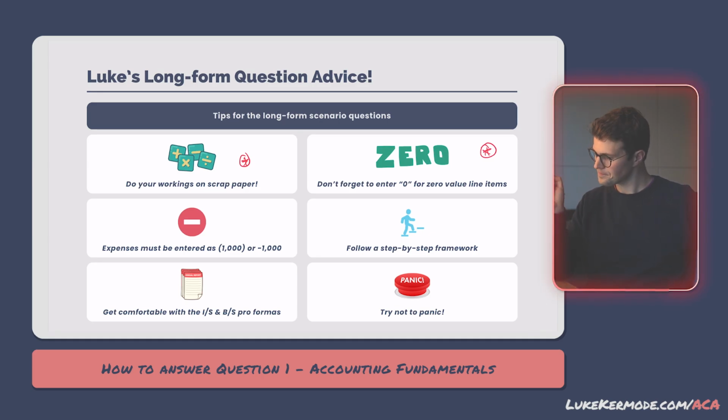Third, expenses must be shown as negatives in the income statement. You can either enter them with brackets around the number or with a minus sign in front of the number. It doesn't really matter, but the signage has to be clear so you can get the marks, and so it's obvious that the expense is reducing profit. You can't put expenses in as a positive number. You won't get any marks for that.